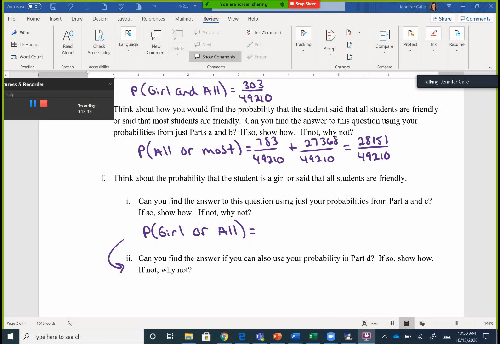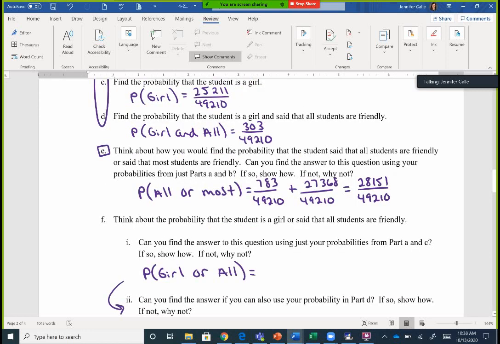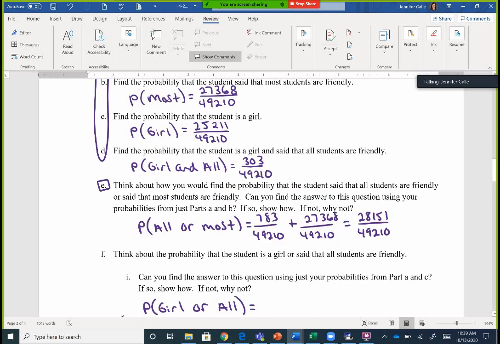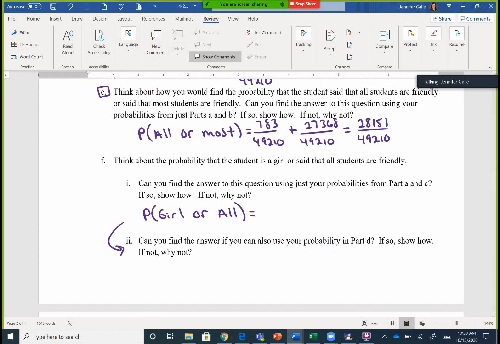So the question is, can I find my probability just using part A and part C? Part A is the probability that a student said all students are friendly, and part C said the probability that they're a girl. So can I just take the probability that they're a girl, add it to the probability they said all are friendly, and be done? What's the problem with doing that? It worked in part E. I just added the all and most together, and we said, yep, looks good, move on. What's wrong with that? How is this different?